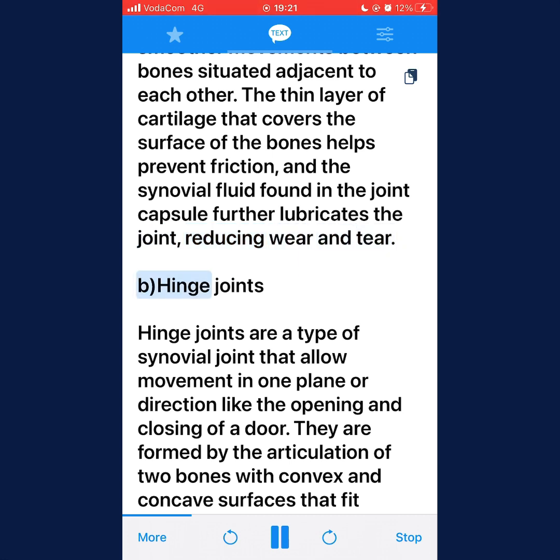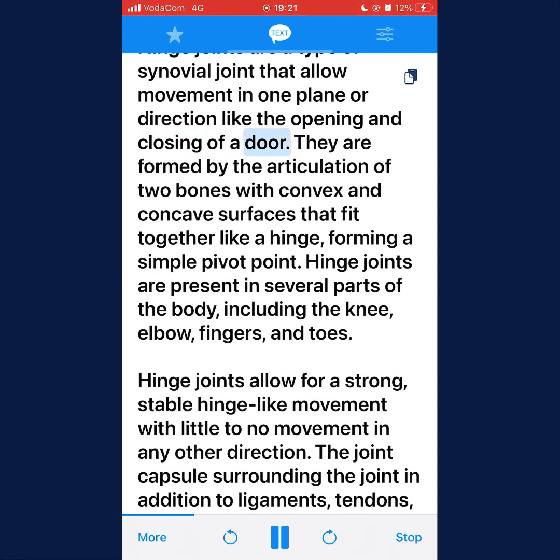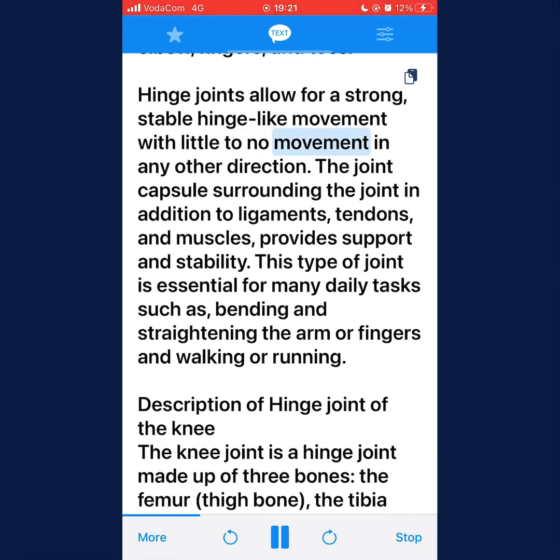B. Hinge joints. Hinge joints are a type of synovial joint that allow movement in one plane or direction, like the opening and closing of a door. They are formed by the articulation of two bones with convex and concave surfaces that fit together like a hinge, forming a simple pivot point. Hinge joints are present in several parts of the body, including the knee, elbow, fingers, and toes. Hinge joints allow for a strong, stable hinge-like movement with little to no movement in any other direction.